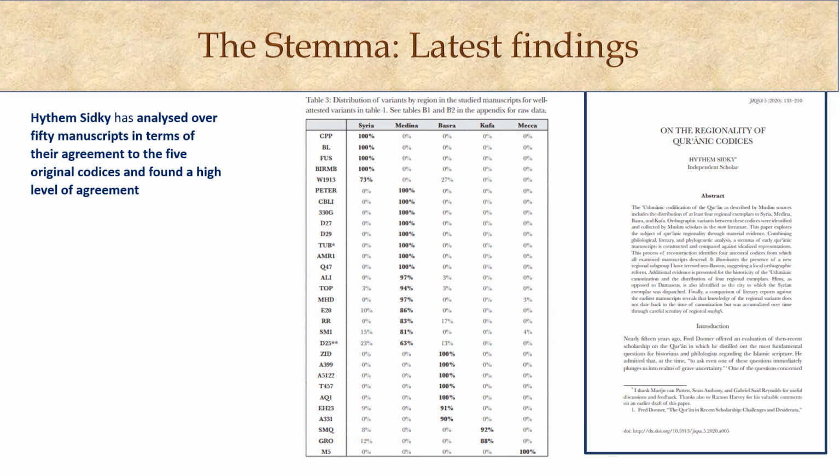Haitham Sidki has analysed over 50 manuscripts in terms of their agreement to the 5 regional codices, and he's found a high level of agreement between them. He has produced this chart. This is in an article that was only published in July 2021.